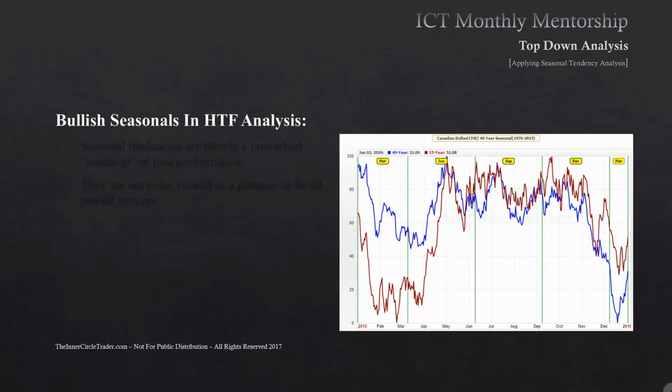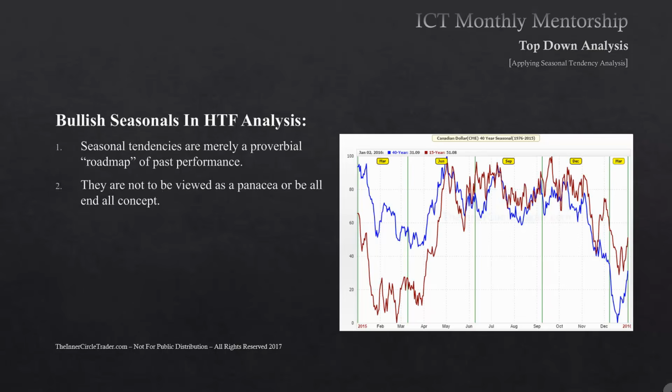Before we get into it deeper, let's bring up some points here. Seasonal tendencies are merely a proverbial roadmap of past performance, and they are not to be viewed as a panacea or a be-all end-all concept. Despite what you may see in this teaching and the subsequent teaching in 4.2, please let me remind you that simply because it's done something in the past doesn't in any way guarantee it's going to do the same thing in the future. This is just one more tool to add a confluence of things that would already lead you to an expectation that the market should go higher or lower.